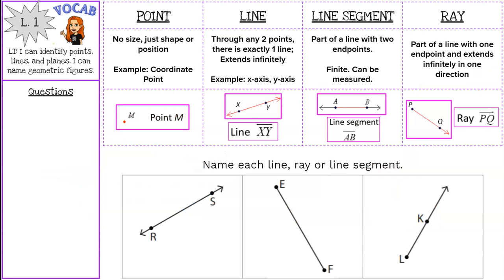First off, some vocabulary. We have point. Points have no size, just shape or position, so like a coordinate point. We've graphed those before. And we name them by a capital letter, so point M.